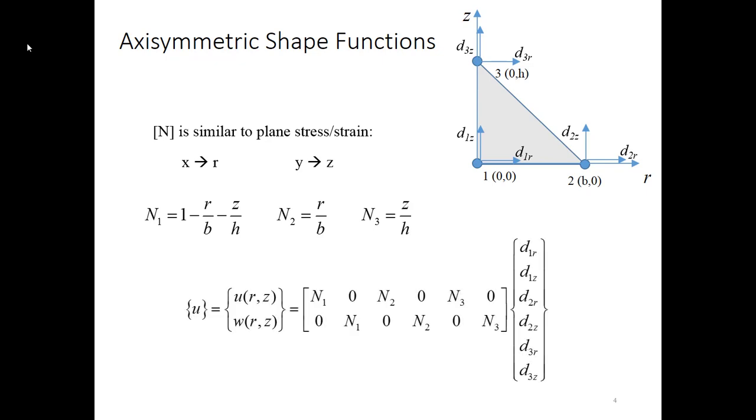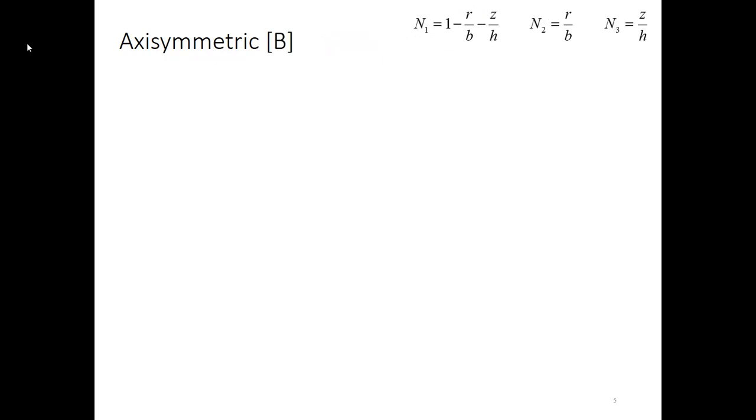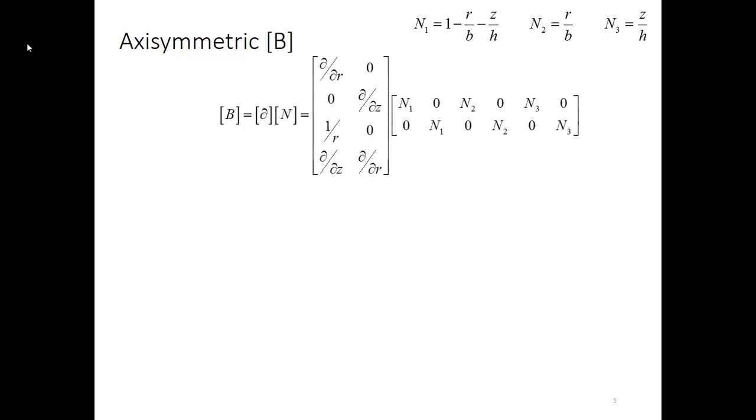So when we put that into matrix form, we have our u vector, which now consists of translation in the radial direction and translation in the vertical or axial direction, so that's u and w, equal to the shape function matrix, which has 6 columns and 2 rows, multiplied by our degree of freedom vector. Continuing with this three-noded element, let's find what B looks like. Here we're going to experience some differences because remember that we just derived this partial derivative matrix operator shown here, and we're going to have that act on our shape function matrix.